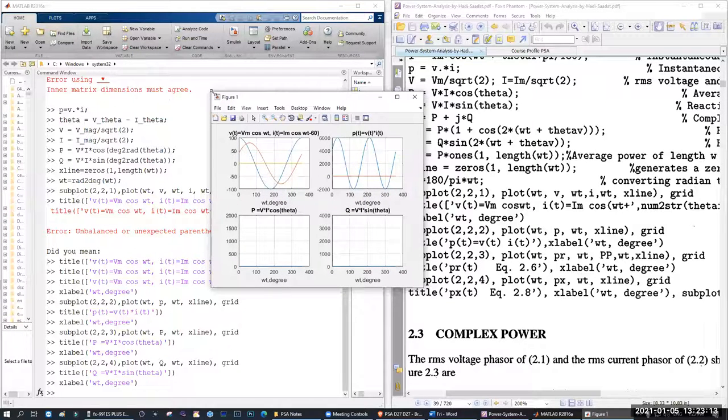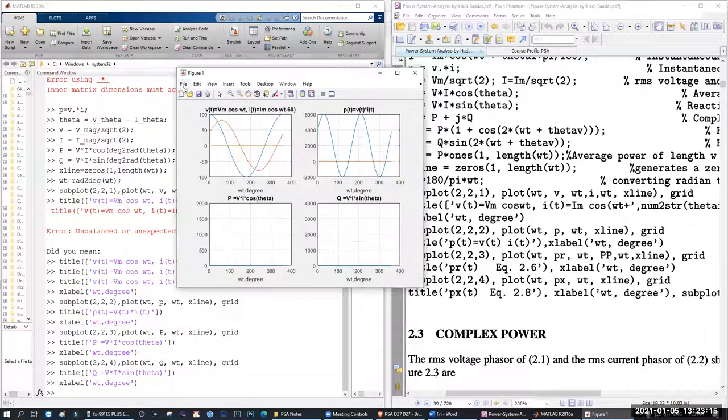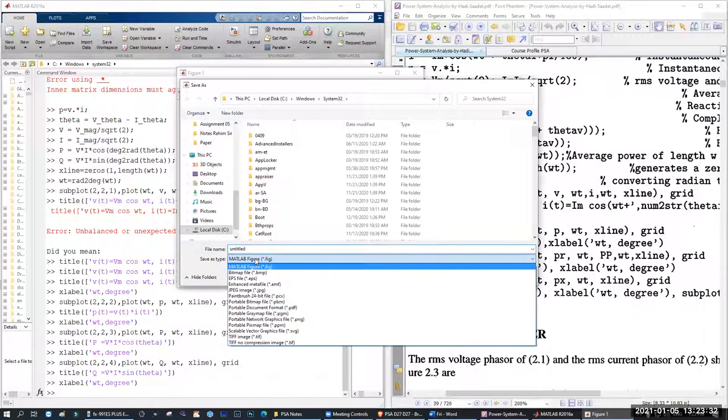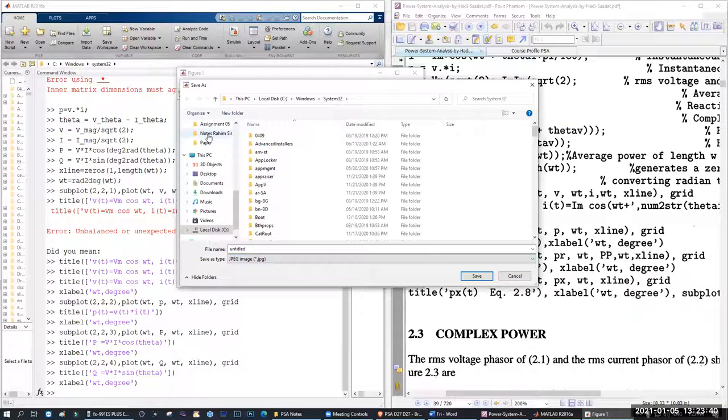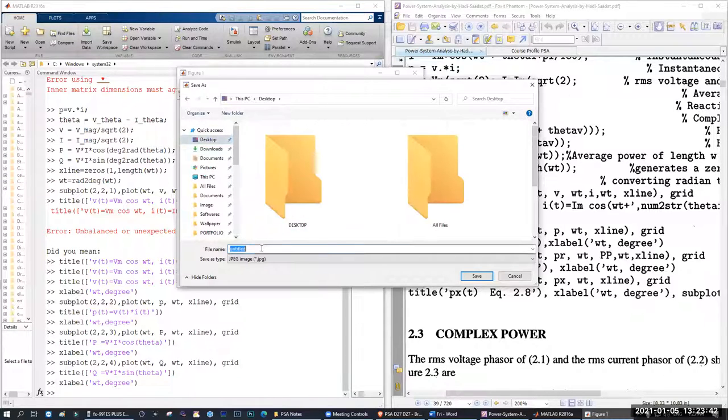So now this graph, you can save. How to save it? Save as, or you can actually export. Save as, let's say save as. MATLAB figure, oh no, you can see here, JPEG, right? JPEG or bitmap. Okay, let's say JPEG file. Let's go to the desktop, okay, let's say result one. These are your results, right? Result one, save.